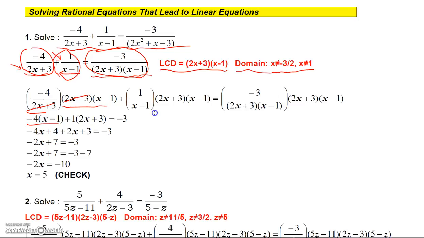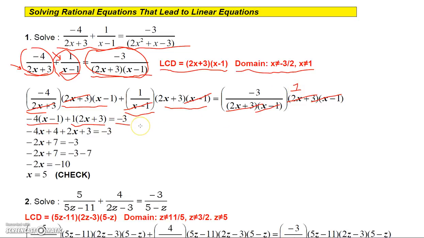Now when I multiply the second term by my LCD, the x minus 1's will cancel, and I'll get 1 times 2x plus 3. You don't have to write the 1, but I just wrote it there just in case. Now, on the right side of the equation, if I multiply this fraction by 2x plus 3 times x minus 1, notice that not only the 2x plus 3 cancels, but also the x minus 1 cancels. And when I say cancel, I mean they equal 1. So I have negative 3 times 1, which is negative 3.